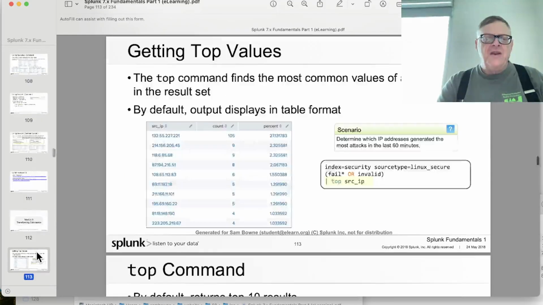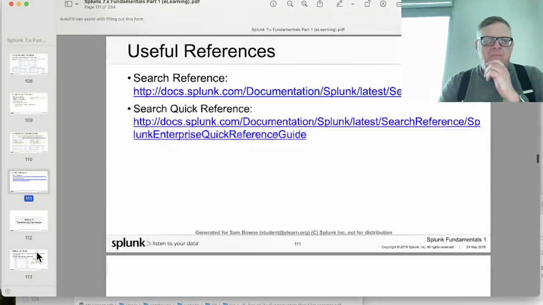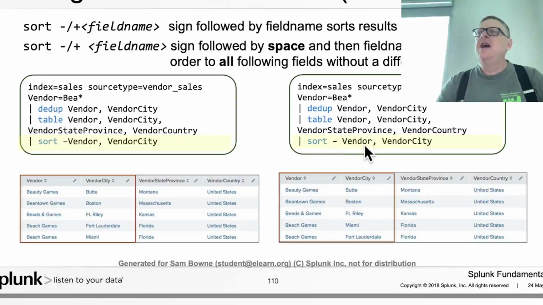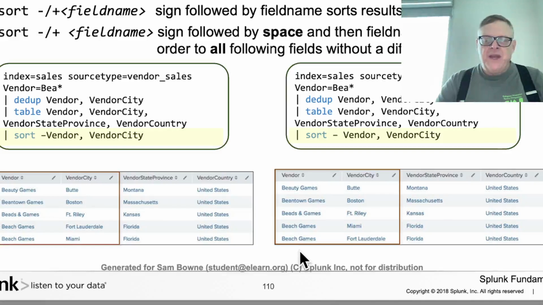Let's get down to here. Yeah, there's supposed to be a, oh, here, that's a space. Okay, so now I sort negative with a space. So now it'll sort reverse alphabetic for vendor, and this should be reverse alphabetic, but it's not. So again, their figure doesn't match what it's supposed to be. Well, it's changed because, no, it was Butte. Fort Lauderdale, it's swapped. See that? Beach games have Miami and Fort Lauderdale swapped.